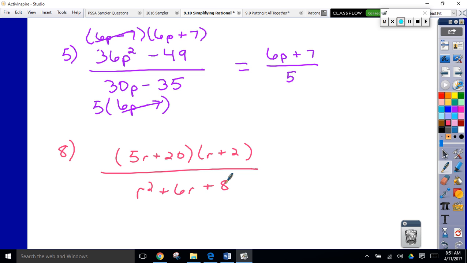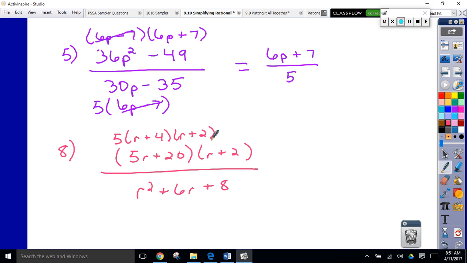Look at each factor separately. Obviously r plus 2 we can't do anything else with. What about 5r plus 20? Could we factor something out of there? Lacey? 5, yeah. So we could factor this a little further. We could factor out a 5, and then we'd have r plus 4 and r plus 2.